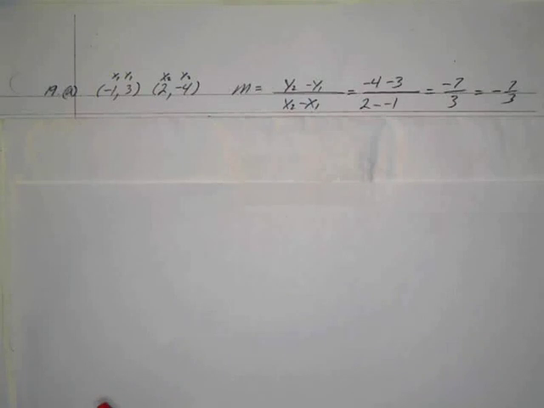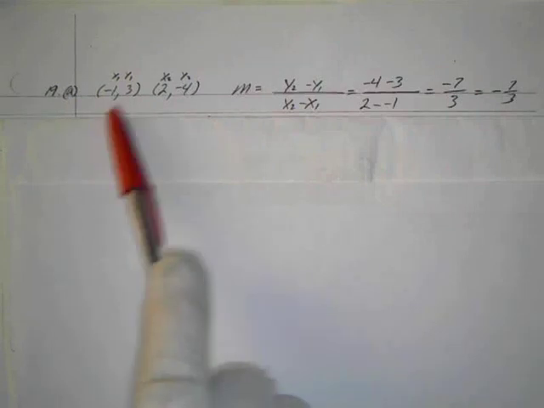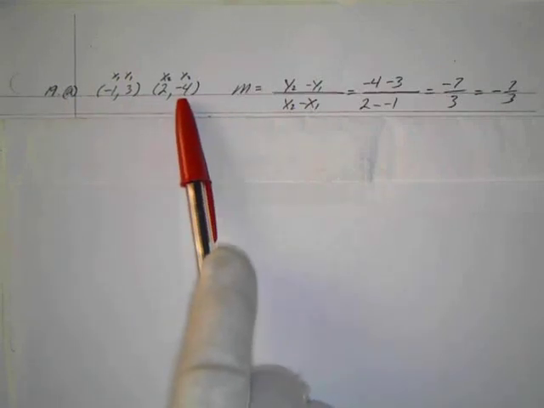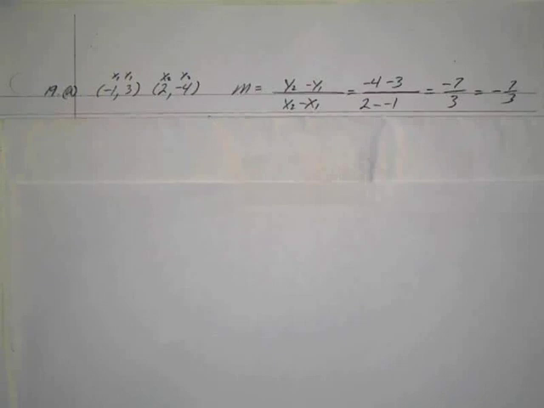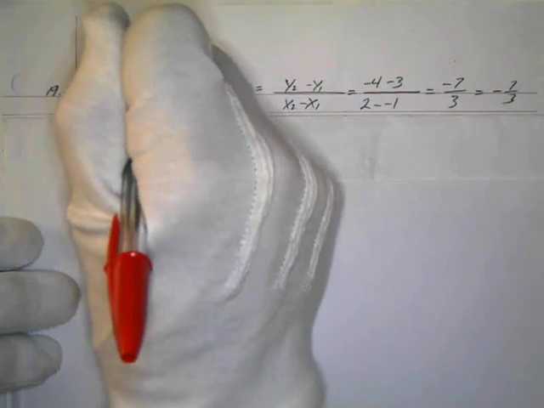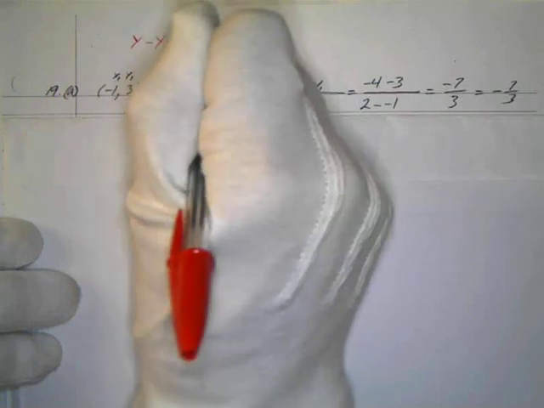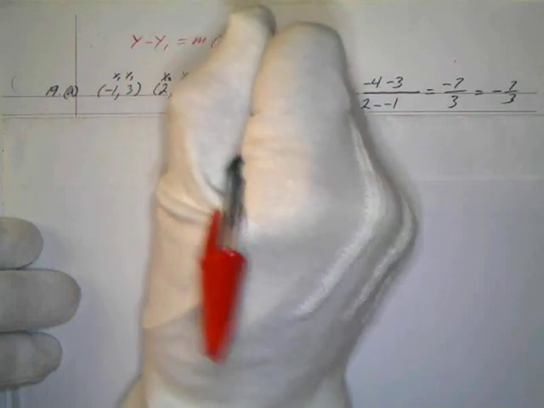Okay, determine the equation of the following lines. A, the line through these 2 points, -1, 3, and 2, -4. So we have 2 points, and we have the point-slope form. If we have a point and a slope, we can find the equation of the line by using the point-slope form. Remember that form is y minus y1 equals m times x minus x1.